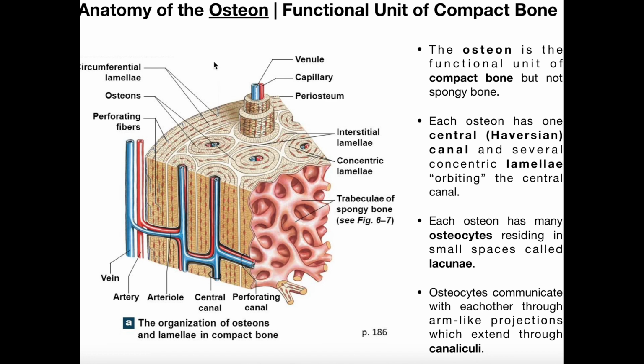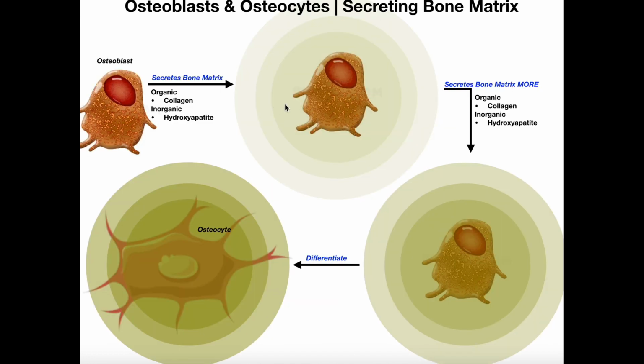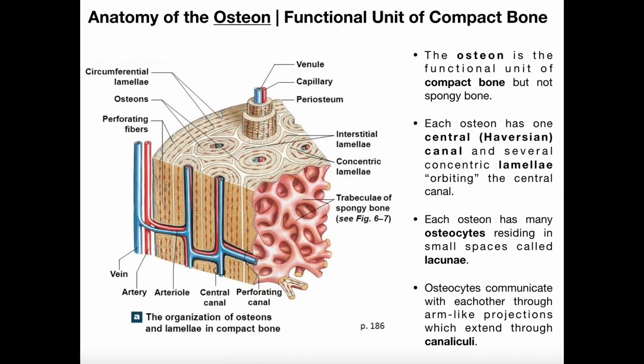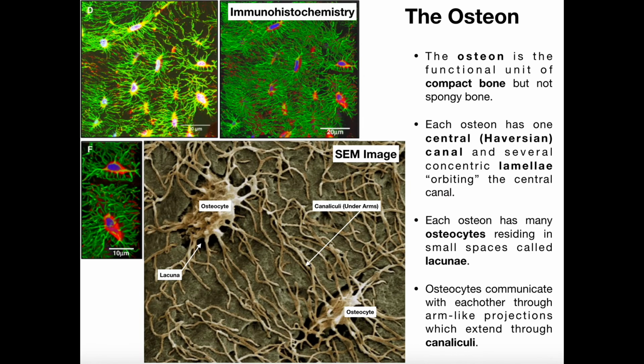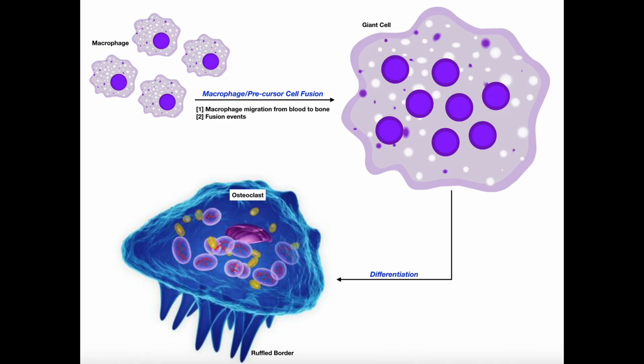Hopefully this video gave you a good understanding of osteoblasts, osteocytes, and also the organization of the osteon. In the next video, we're going to look at the functions of larger cells called osteoclasts, which perform the opposite function as osteoblasts.